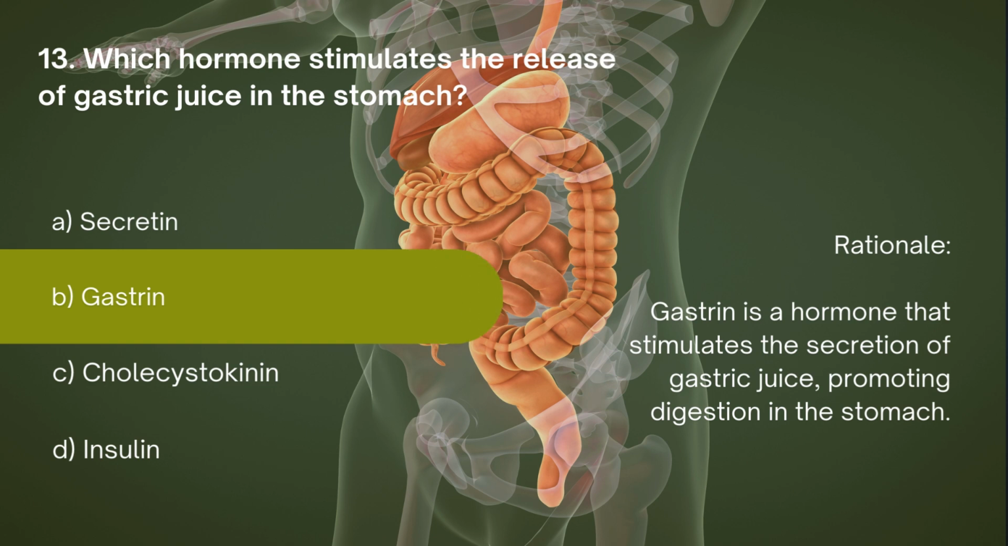Rationale. Gastrin is a hormone that stimulates the secretion of gastric juice, promoting digestion in the stomach.